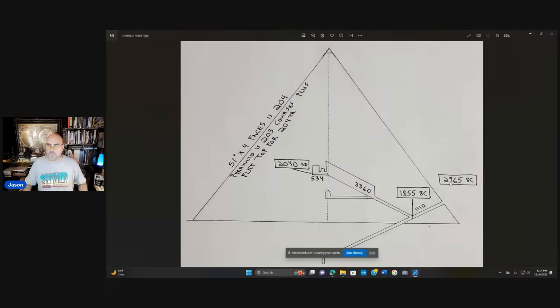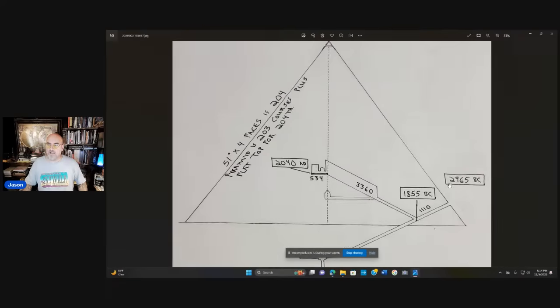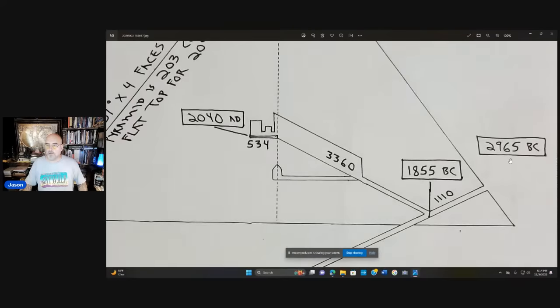Now, I'm wondering why this 2965. Oh, 2965 is what we started. The sun darkens right here. I didn't realize that. That's what it is. It started with the sun darkening in 2965 BC before the flood, and then taking away 1,110 inches, which is the length of this floor down here, gets us to 1855 BC, the appearance of the Nemesis X object. Then minus 3,360 years, then minus 500, going forward in time through the BC system gets us to 2040 right here.